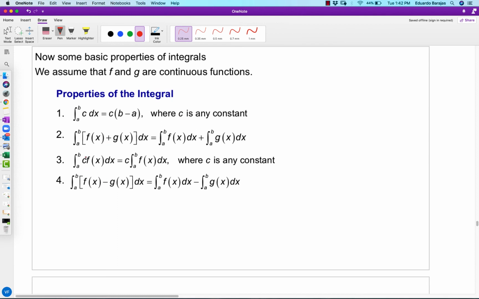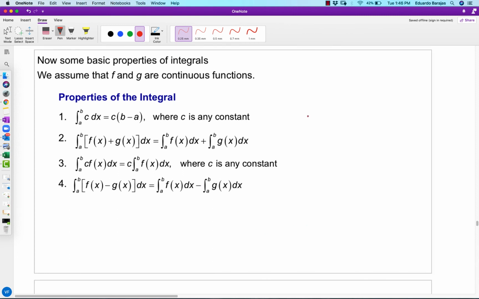And then if we have some constant times our function dx, the integral of c f of x dx, we can also pull out the c, similar to the Riemann sums. So the integral from a to b of c f of x dx equals c times the integral from a to b of f of x dx, where c is any constant. And then this one, similar to that one, the integral of a difference of functions is equal to the difference of the integrals, so you can find them separately. Okay, we will not formally prove these, but let's take a closer look at them.